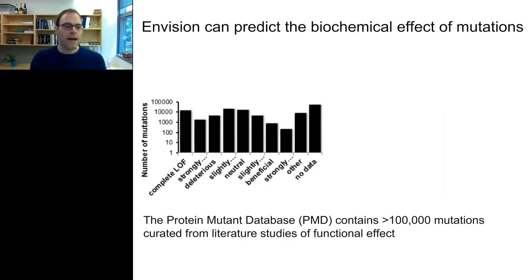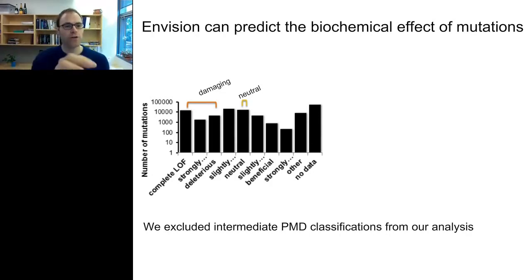We wanted to use an independent dataset that we didn't collect to validate our model, and we turned to the Protein Mutant Database, which is a database of over 100,000 mutations curated from the literature by a group in Japan. And these mutations have been studied in a biochemical way, so we know what their biochemical effects are, and they were classified into a bunch of different classes, ranging from neutral to complete loss of function. So this is a nice dataset to test the performance of Envision on. For this test, we took the neutral mutations as neutral, and then anything classed as deleterious, strongly deleterious, or complete loss of function as damaging.